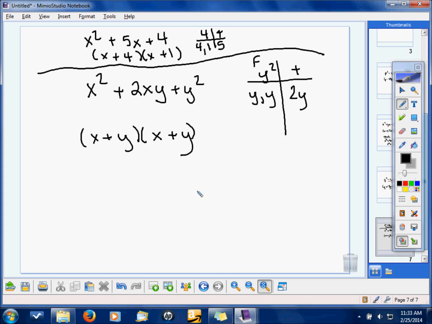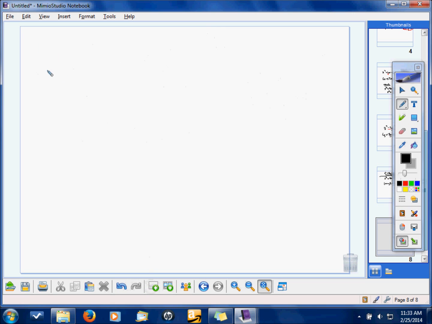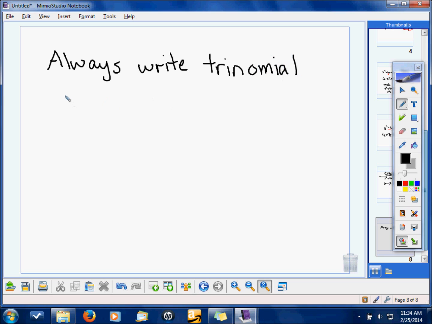Another good thing to do, like for example number 18: you should always write the trinomial in descending order first. Descending order.